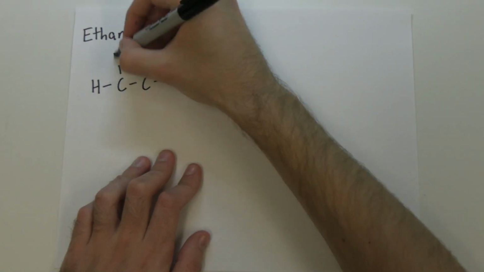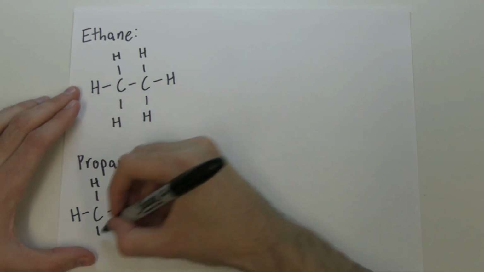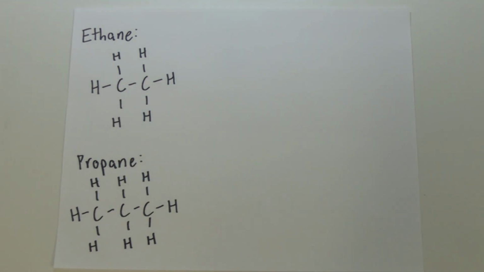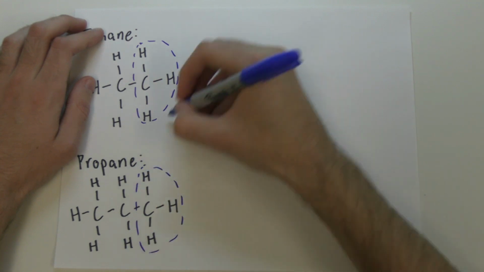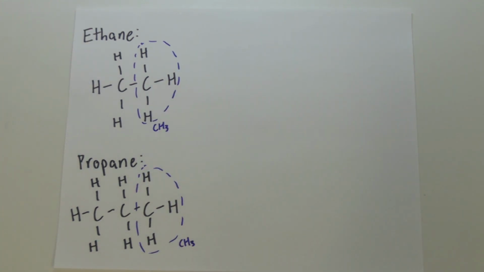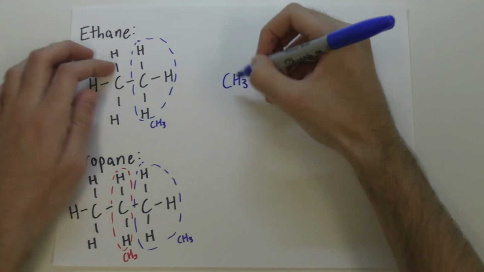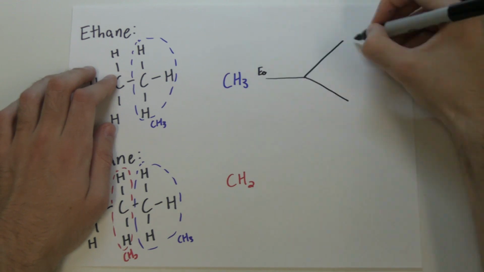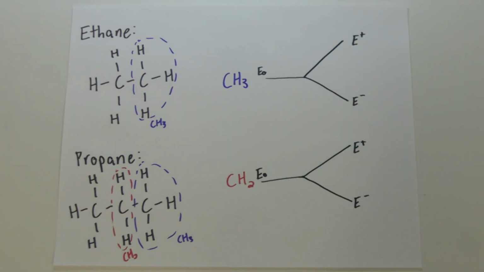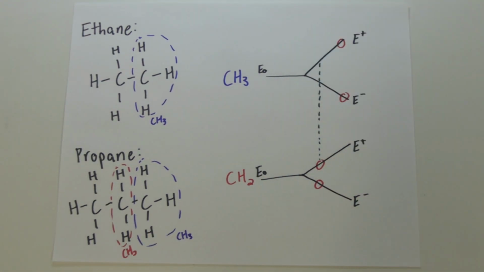Compare this ethane molecule to this propane molecule. These CH3 groups are identical in their vicinity, and so the electrons will arrange themselves in the same way. However, they are not locally the same as these CH2 groups, which will arrange themselves differently. Different electron configurations will lead to different energy absorptions.